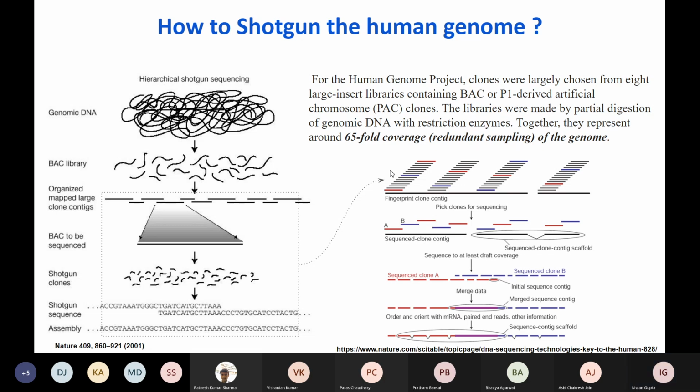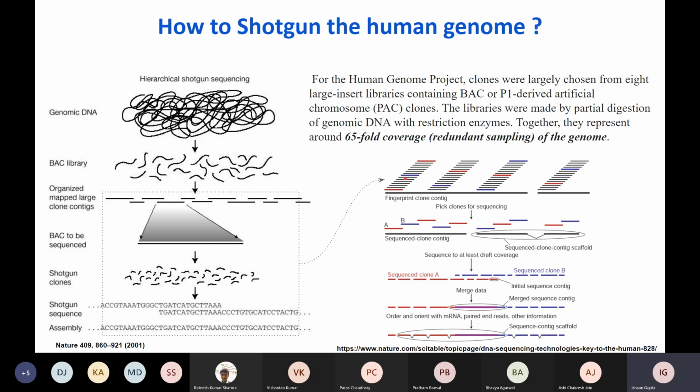Is this clear? Right, sir. So for example, if I look at this position here, I'm showing you, right? Here you can see there's 1, 2, 3, 4, 5, 6, 7, 8, 9 different clones which are overlapping at this particular location.